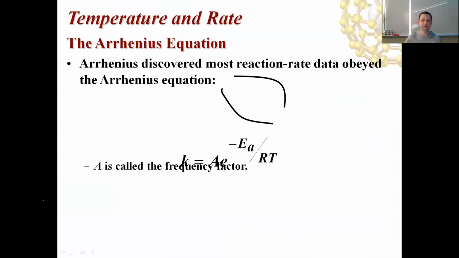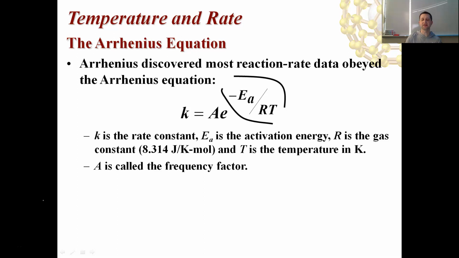It's on the Arrhenius equation, so you can write that down on your note sheet, and it looks like this. It's k equals A times e, all of that raised to the negative Ea over RT. Alright? You know what most of this stuff represents already, so k is your rate constant, Ea is your activation energy, R is the gas constant, 8.314 joules per mole Kelvin, and T is the temperature in Kelvin.